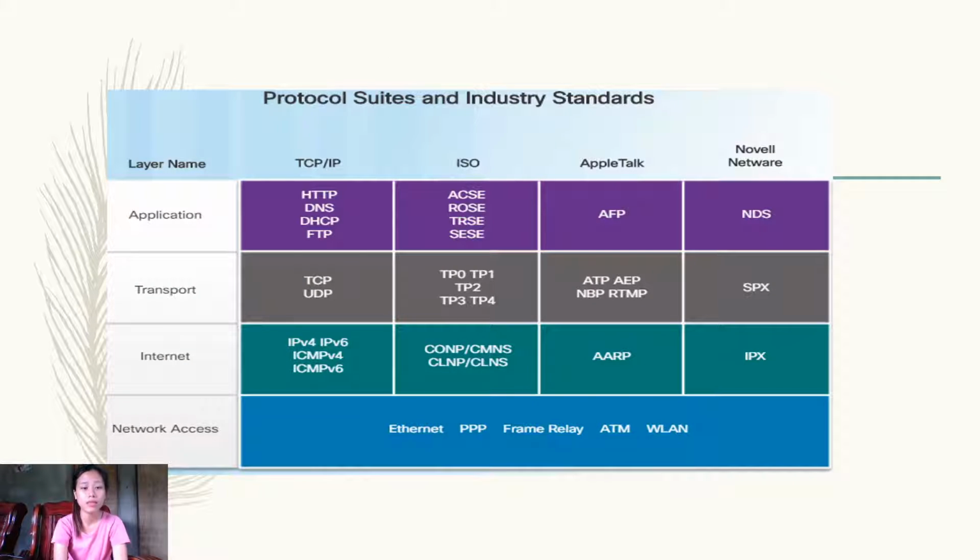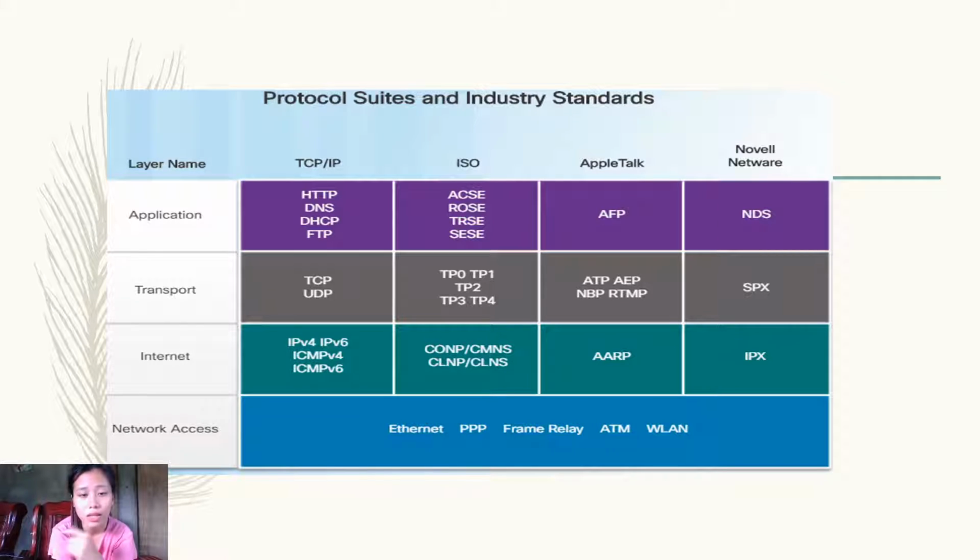As you can see in this one, we have the protocol suite and the industry standards. In the application layer, we have HTTP, DNS, DHCP, FTP, and TCP/IP. For the transport layer, we have TCP and UDP. For the internet layer, IPv4, IPv6, ICMPv4, and ICMPv6. And network access has Ethernet, PPP, frame relay, ATM, and WLAN.